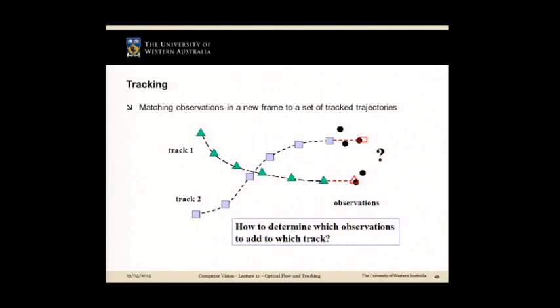Now, matching observations in a new frame to a set of track trajectories is what we do in tracking. So we predict the next location or the next point on a given track. So when you say tracking, what are the assumptions?